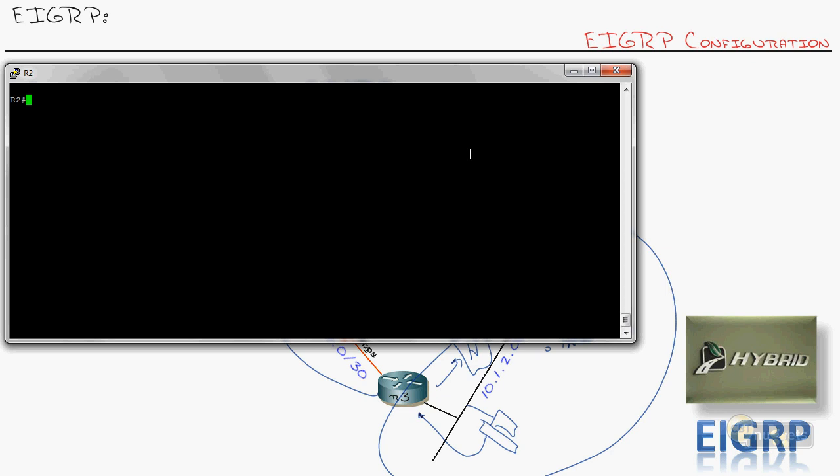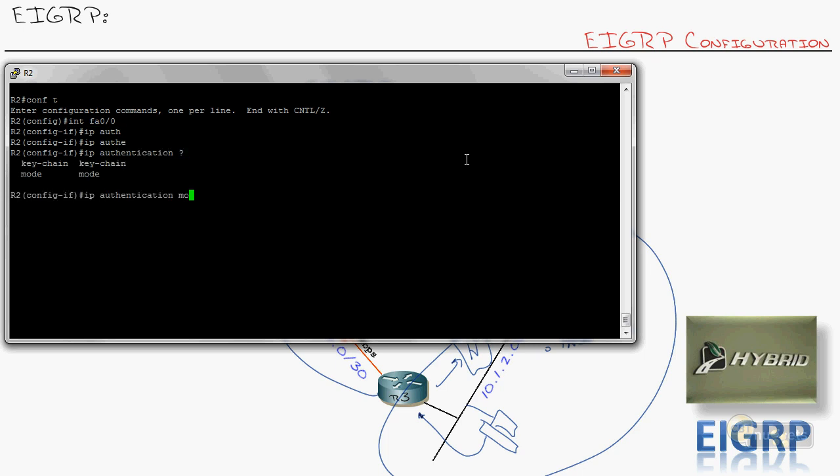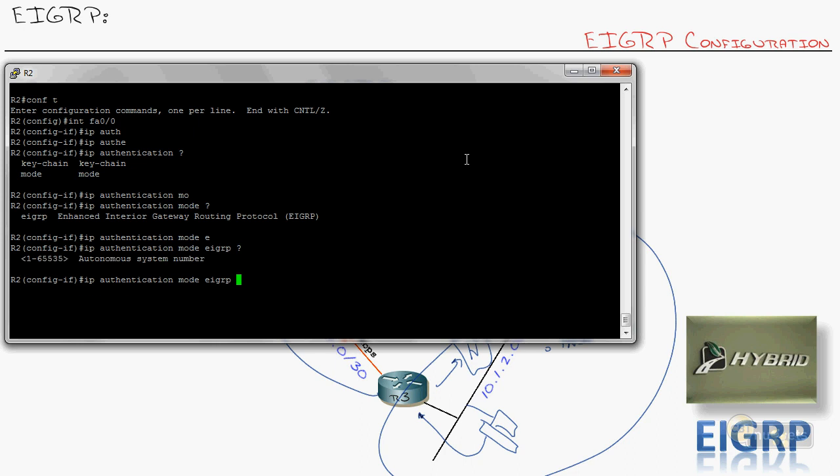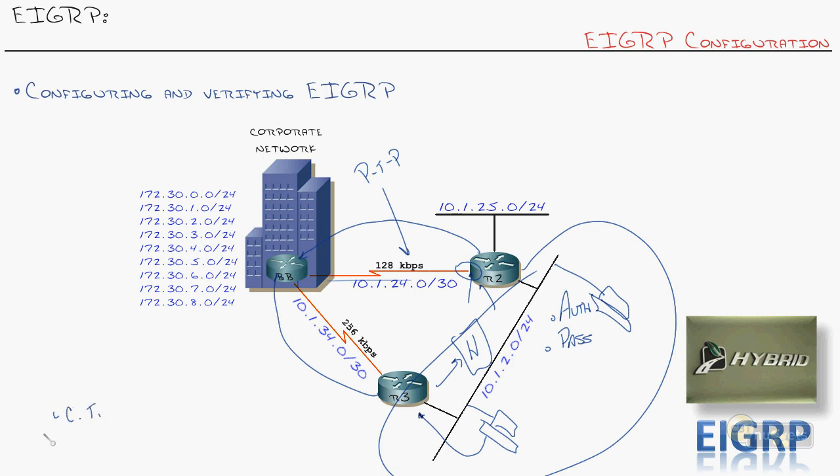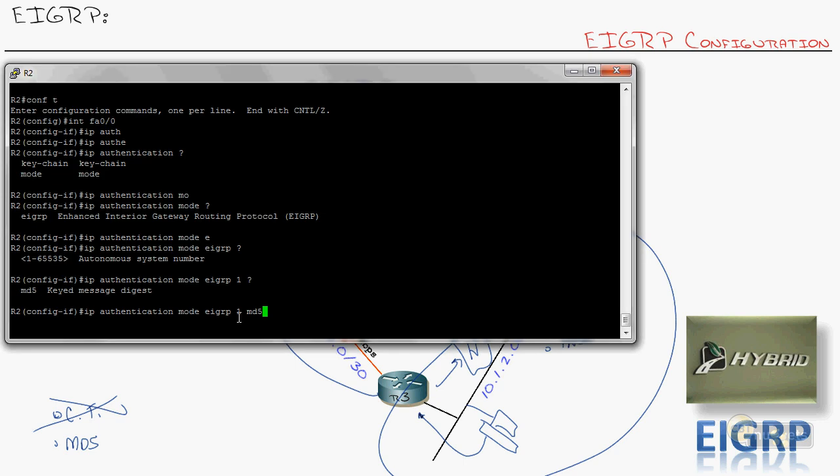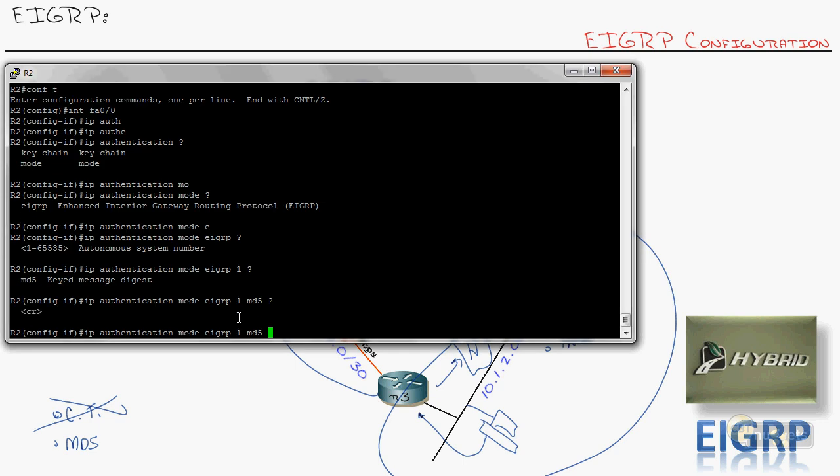The way that you configure it is you go into the interface, so I'll go into FastEthernet 0/0, and you type in ip authentication. It asks, what is your mode? Well, for EIGRP Autonomous System 1, there's only one mode. OSPF supported clear text and MD5, remember that from the ICND1 days? EIGRP is like, why even go with clear text? That is a worthless form of authentication. We will only support MD5. So you can see this command is kind of like a, well, duh.